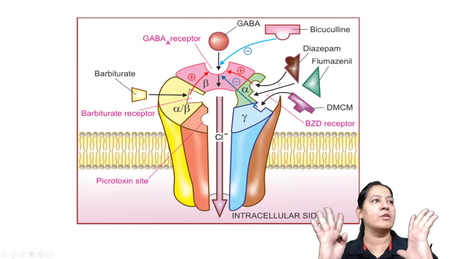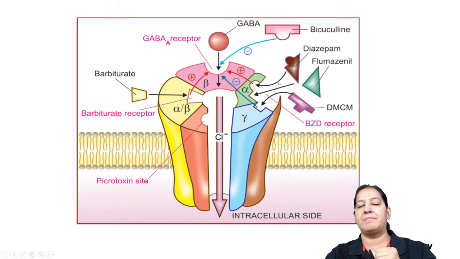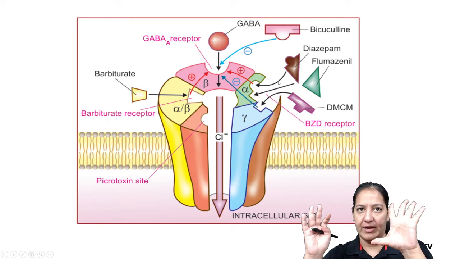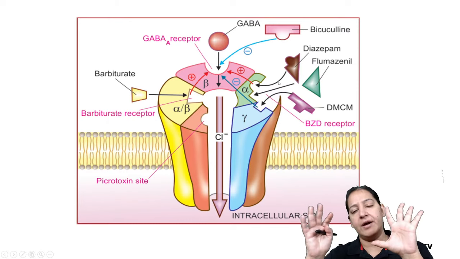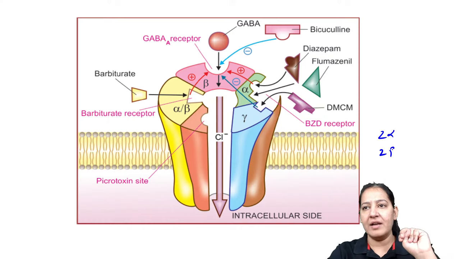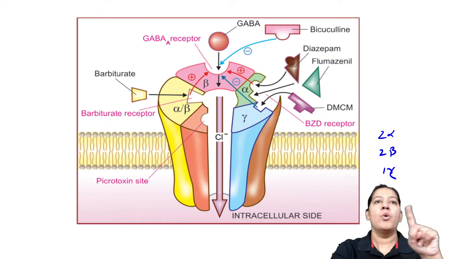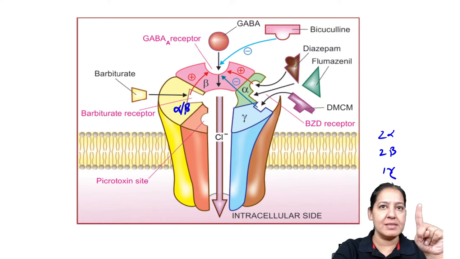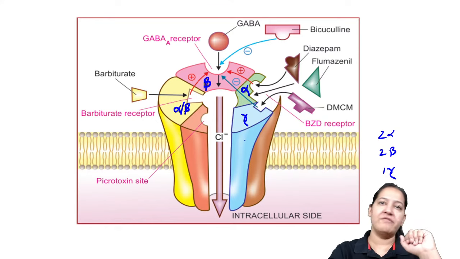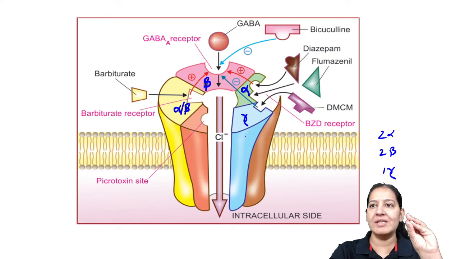You all know about the GABA receptor. I have described this receptor. The GABA receptor has five different parts. Two alpha, two beta, and one gamma, right? One alpha, one beta junction is this. One alpha is this, one beta is this, one gamma is this. So total two alpha, two beta, and one gamma. This is known as the GABA receptor.